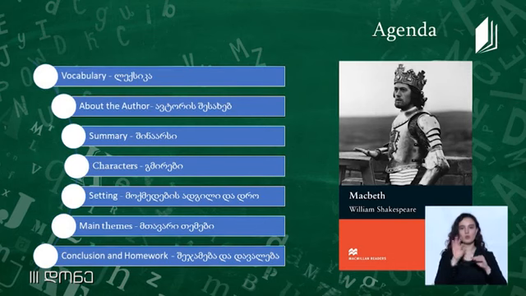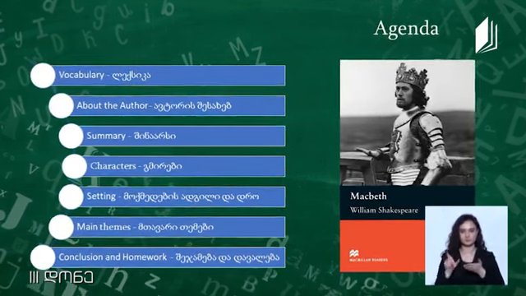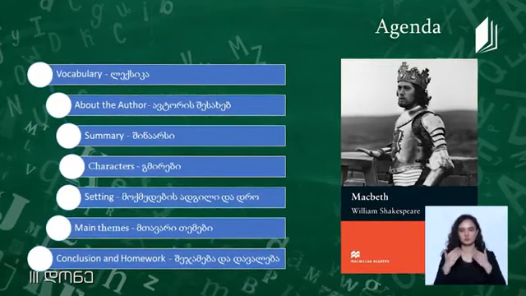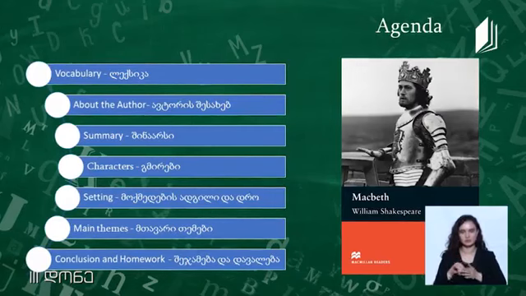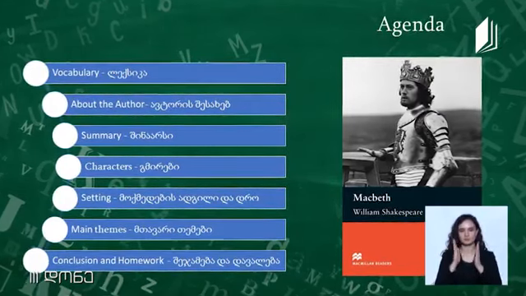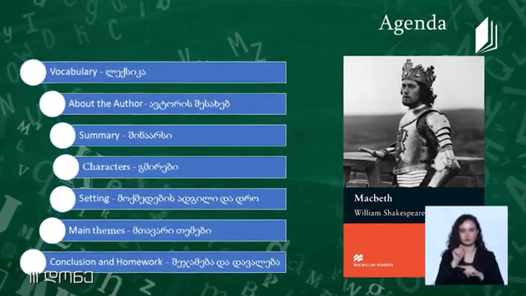First on the agenda will be a look at the vocabulary, and then we will have a look at the author, and then a summary of the play. After that, we'll get into the characters, setting, and one main theme. Of course, we will conclude by reviewing what we learned and giving you our final homework assignment.